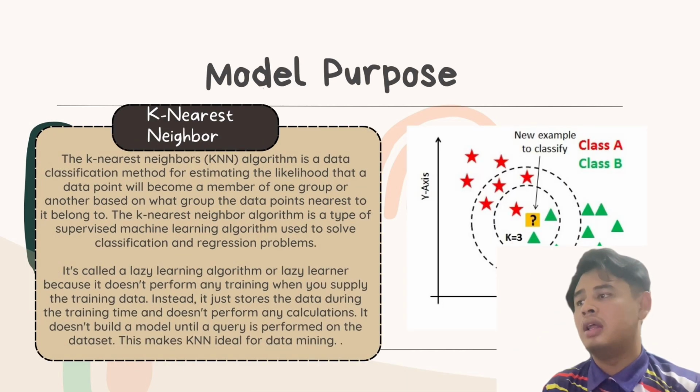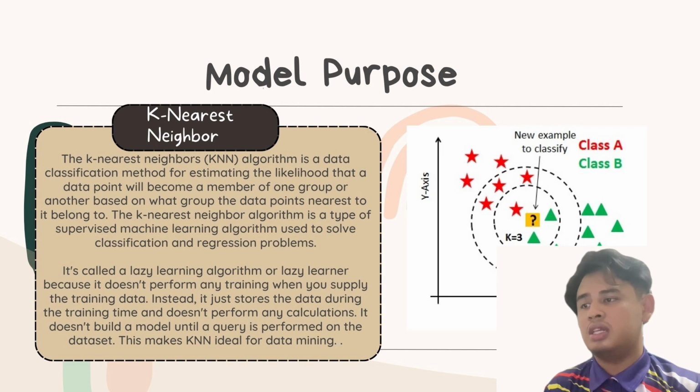K-nearest neighbor. The K-nearest neighbor (KNN) algorithm is a data classification method for estimating the likelihood that a data point will become a member of one group or another based on what group the data point nearest to it belongs to. The K-nearest neighbor algorithm is a type of supervised machine learning algorithm used to solve classification and regression problems.